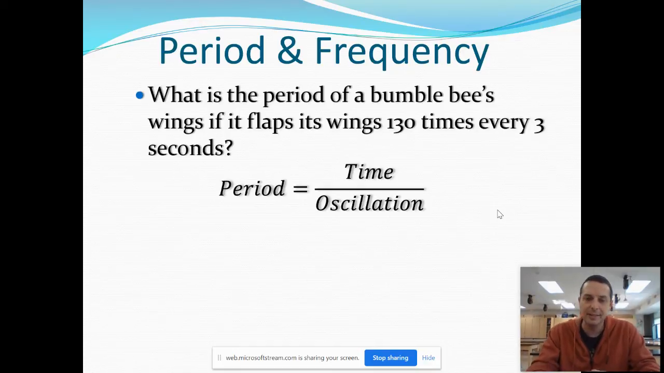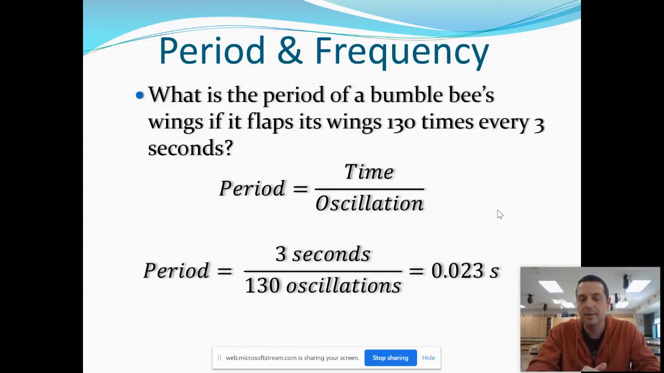So period is going to be how much time has elapsed divided by how many oscillations happened. If you divide the time that has elapsed by the number of oscillations, you will find out how much time has occurred for each oscillation, right? That is what period is by definition. So looking at this, let's plug that in. Our time here is 3 seconds, and the number of oscillations is 130. So if we do 3 divided by 130, we end up with 0.023 seconds per oscillation.